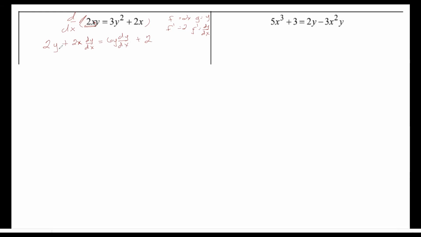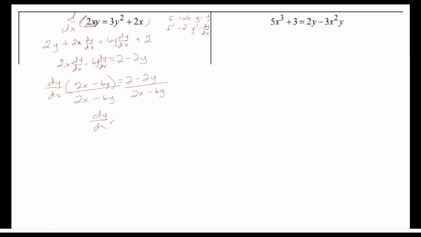Again, I need to group these together, and I need to group those together. So I'm going to bring this over to the other side. I'm going to bring that over there. So I have 2x dy/dx, subtract 6y dy/dx, equals 2 subtract 2y. I'm going to factor out this dy/dx. And I'm going to divide by 2x subtract 6y. So I end up with dy/dx equal to 2 subtract 2y all over 2x subtract 6y.